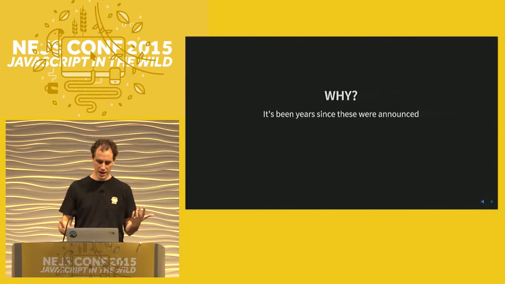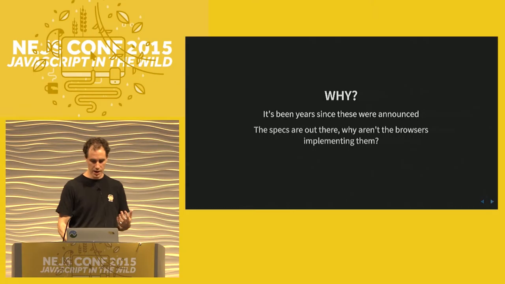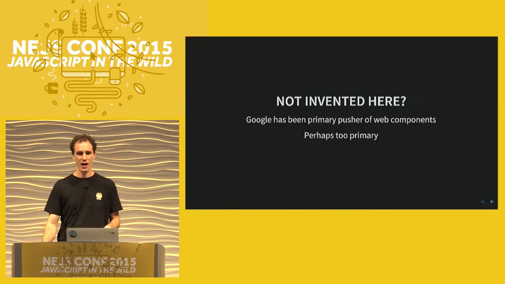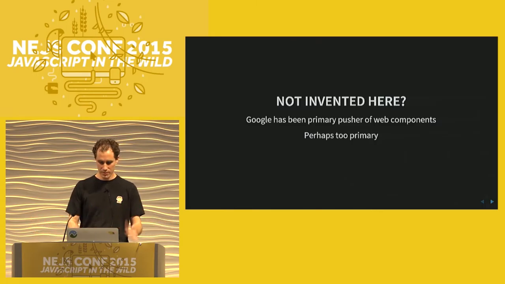So why are these things still not out there? It's been years since these web component specs were announced. And the specs are out there. Why aren't the browsers implementing them? I think it's a good question of not invented here. Google's kind of pushed these things, and maybe they're a little too primary of the pusher. And everyone's like, well, that's great for you, but you kind of need all of us on board.